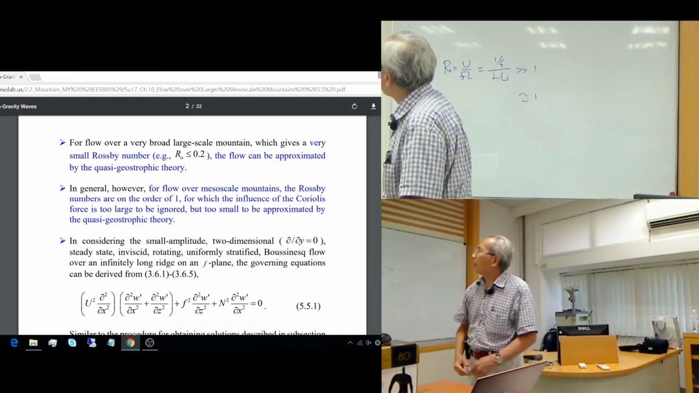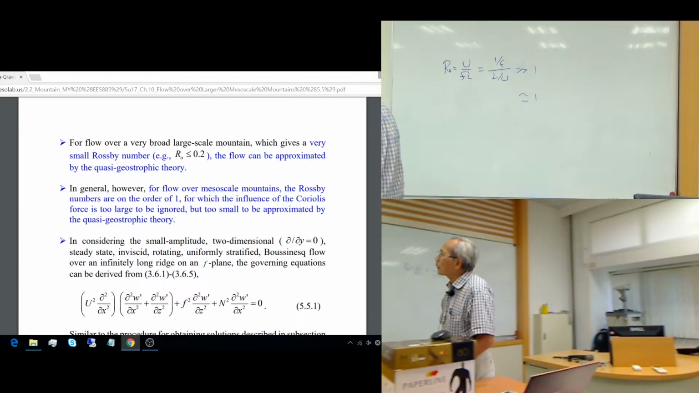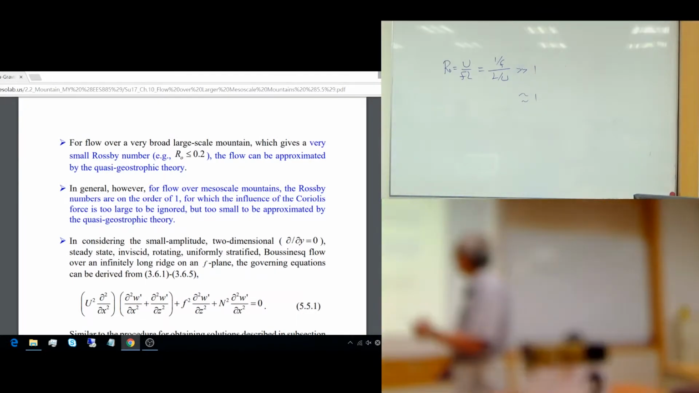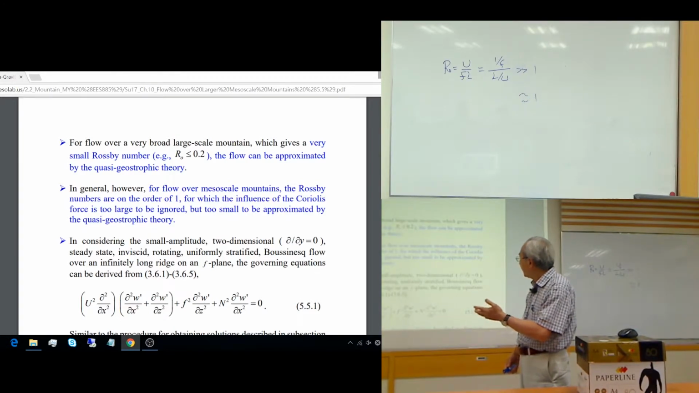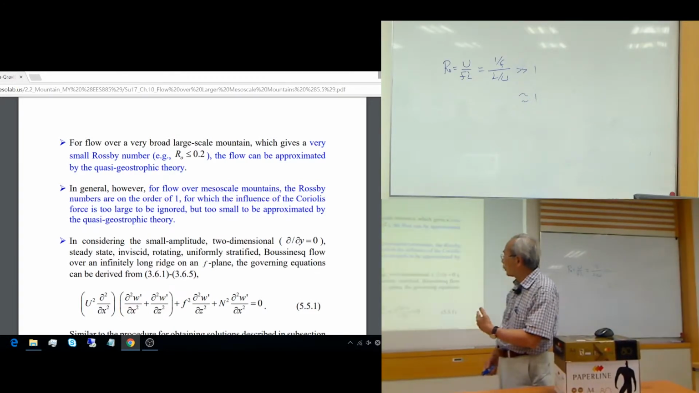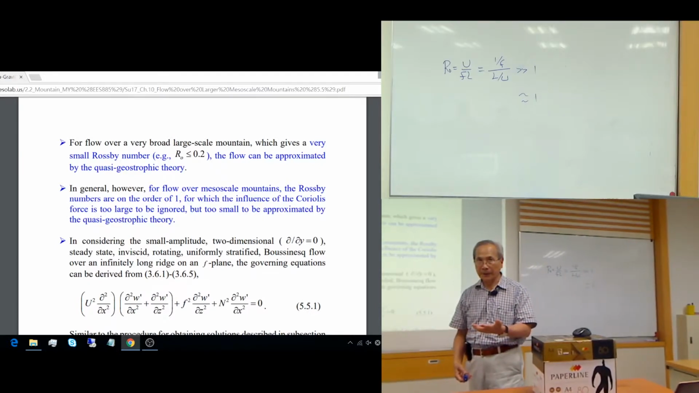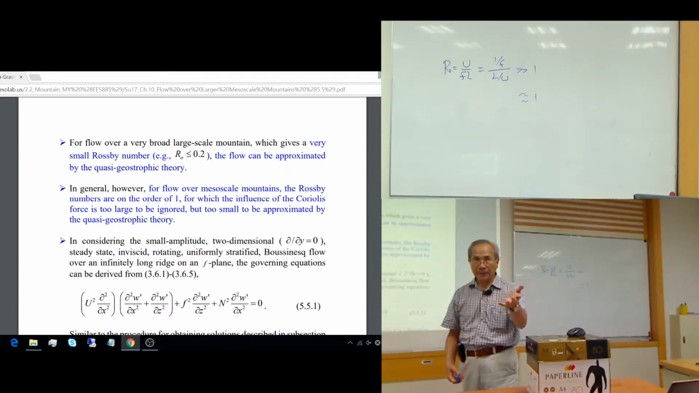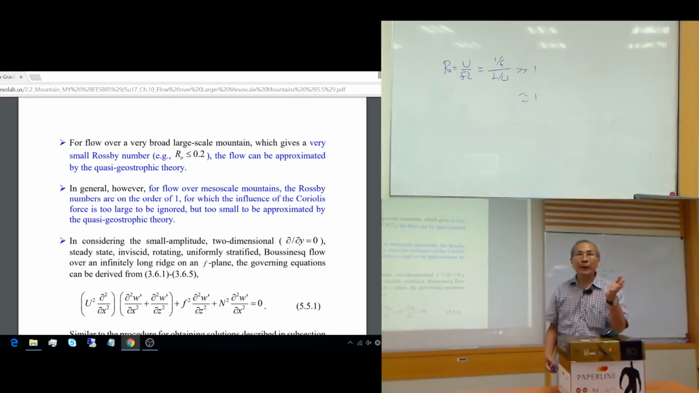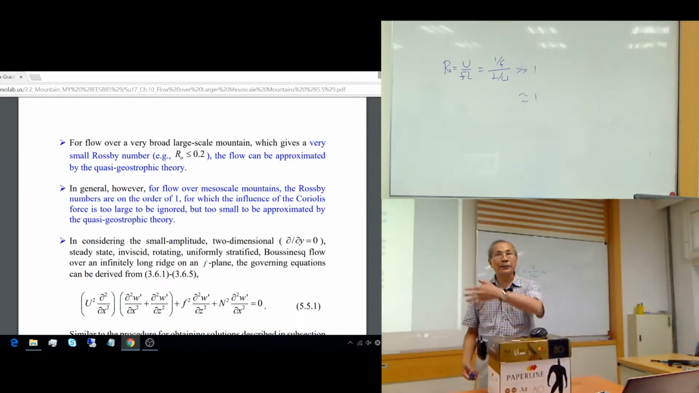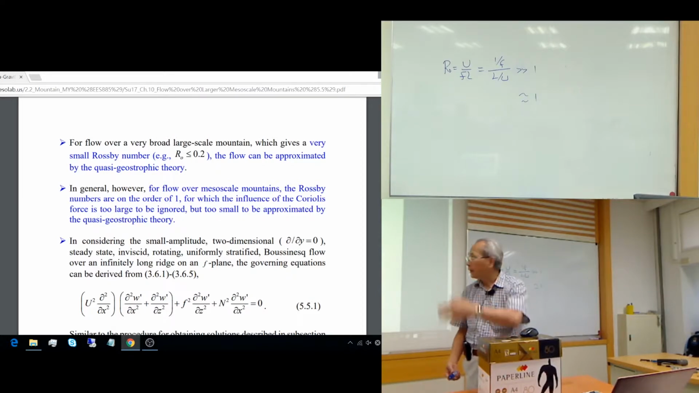And of course, if the Rossby number is very small, equal to or less than 0.2, then the flow can be approximated by quasi-geostrophic theory. And when the Rossby number is large, then we can ignore the rotation. That's what we have been doing so far.